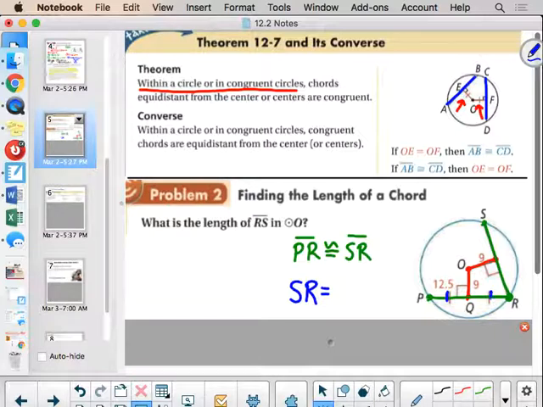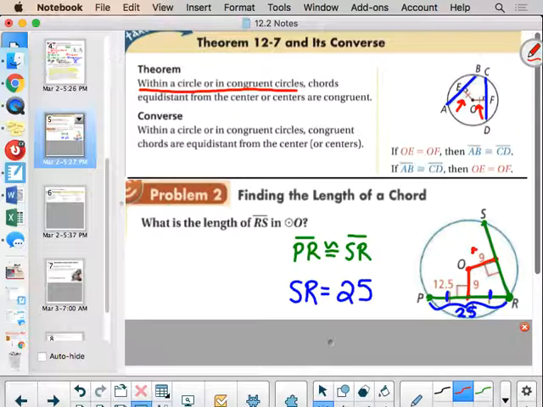It'd be 25, because we see those congruency markings. So PR, the length, is 25. If PR's length is 25, what's the length of SR? There you go, 25. But this is all thanks to Jana's observation.